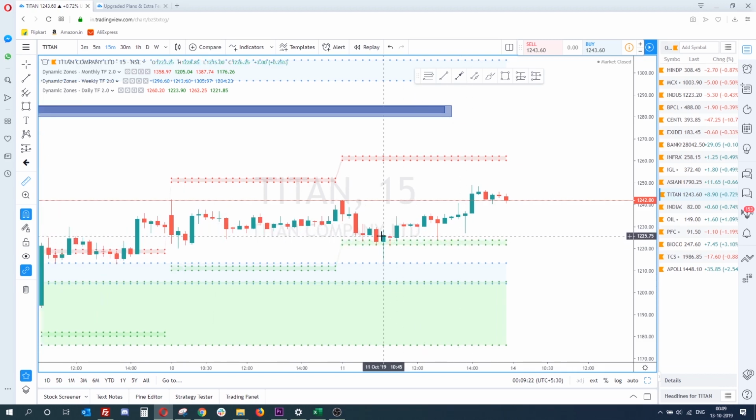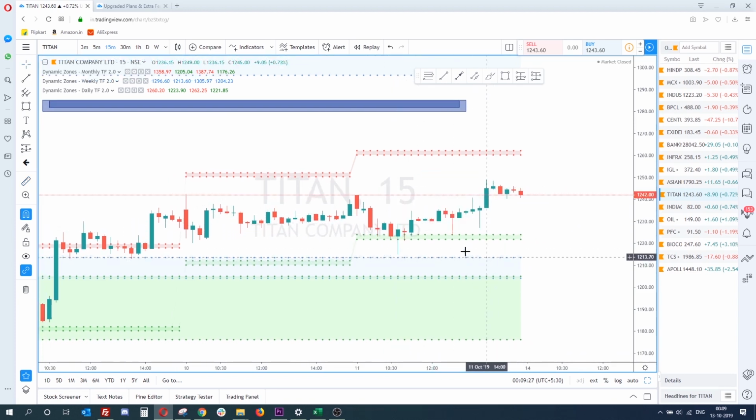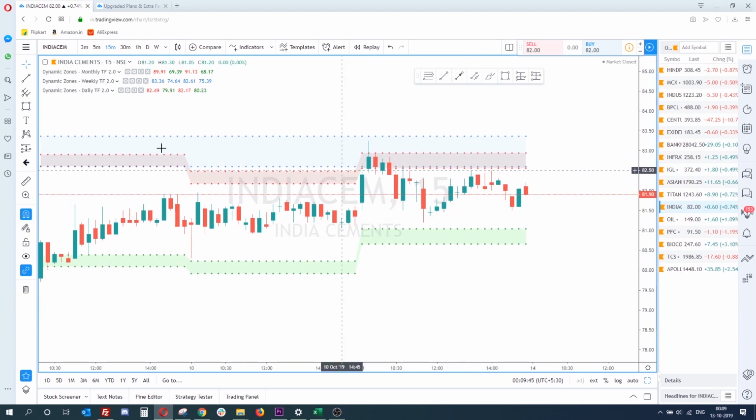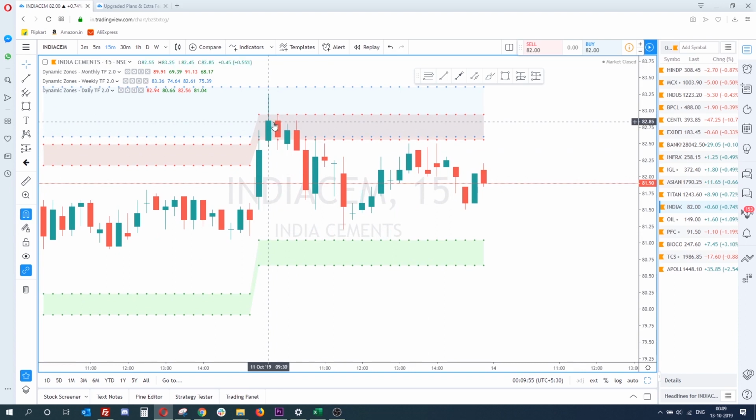Okay. And if you see this hammer, after the hammer it just went up, right? So your stop loss would be, I will put it right below the weekly zone, not here but probably here, 1210. And India Cements, if you see, that is a pretty good short from this. I will short right at the green candle. Don't wait for confirmation, guys. We are confirming from this candle itself.